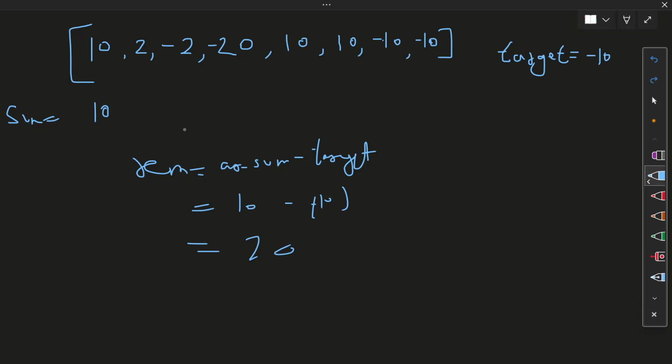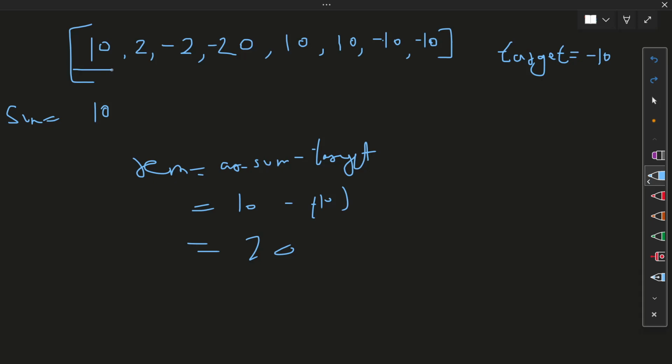To check, we need to store this. So to store this, we will consider a map, a map of integer and integer. The first integer, which is the key, will be the current summation, and the second will be the frequency: how many times that particular summation is there. So 20, is 20 there in our map? No, our map is empty. 20 is not there. It means till this particular point we have not found any target.